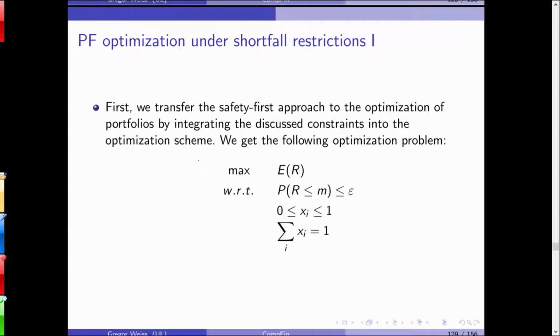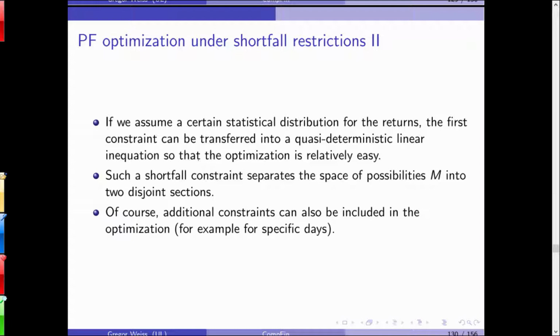Now, under shortfall restrictions, we could then optimize the expected return with respect to portfolio weights that should be between 1 and 0. They should add up to 1. And then the probability of R being less or equal than M should be lower or equal than epsilon. So we invert it, and we don't demand that the expected return is higher than M with a given probability, but we demand, as a shortfall restriction, that the return should not fall below M with a probability that is smaller than epsilon.